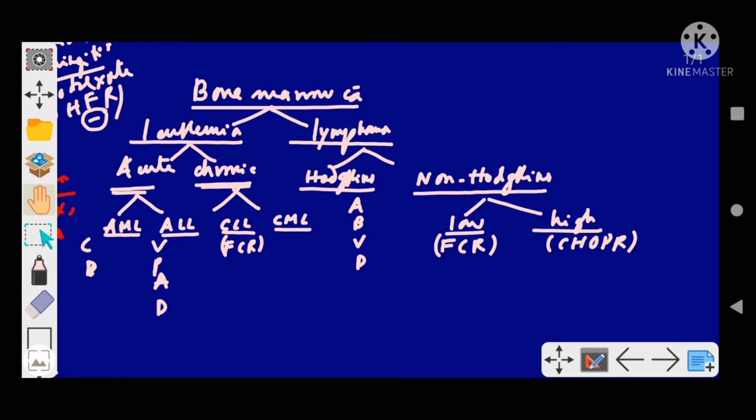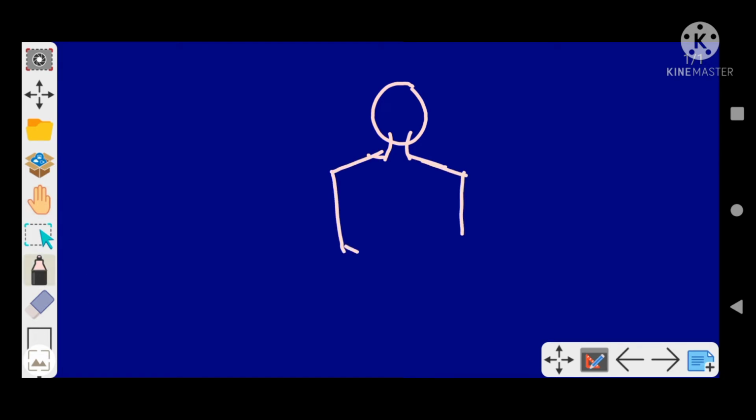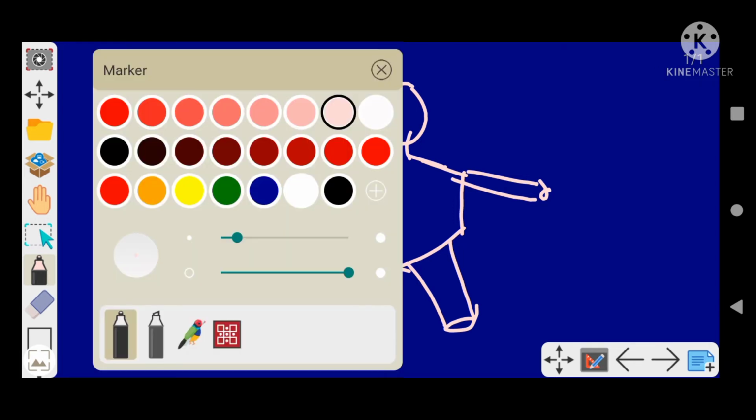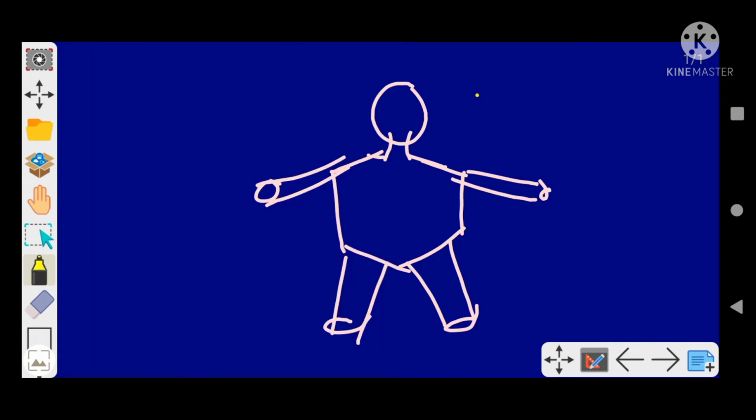Okay, so bone marrow I will take you in the last part of the session, right? Let's discuss the side effects. So we will draw the same picture. Just draw it some way, okay? So we will start labeling, right? So first I will start with neurotoxicity.